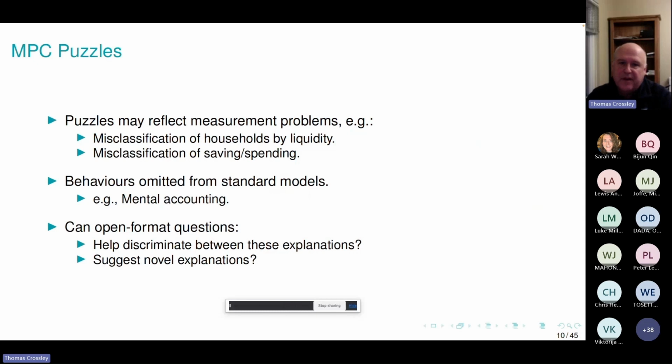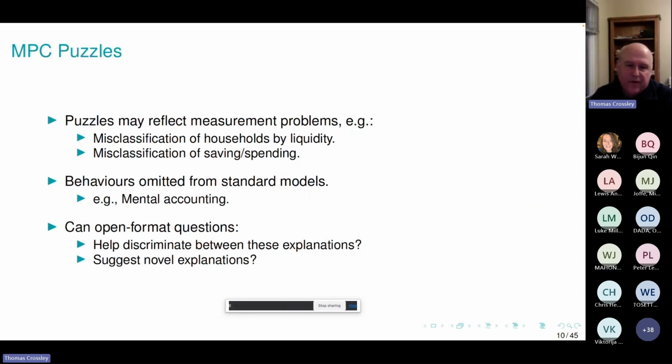So these puzzles might reflect measurement problems, right? We may be misclassifying households by liquidity. It could be that households that we think are illiquid are quite liquid because although they don't have financial assets, they have other sources of liquidity. It could be that respondents are misclassifying spending or saving.